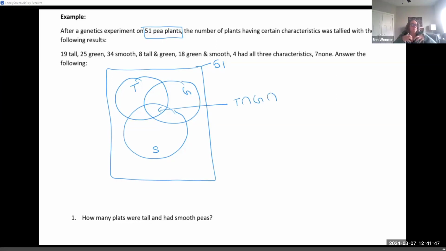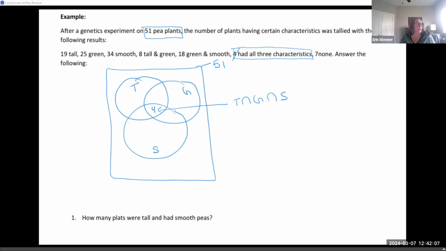And if they're intersecting, that relates to the concept that there were 4 plants that had all 3 characteristics, because in order to have all 3, it had to intersect at all those spots. So I'm going to start by putting 4 in here. Once I'm done, I just cross it out.